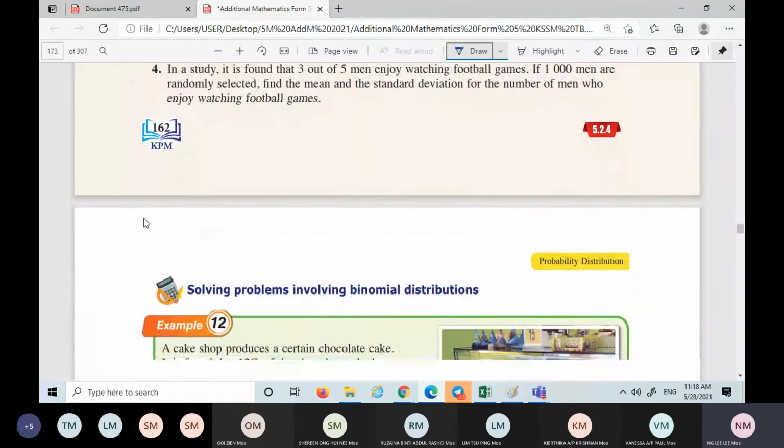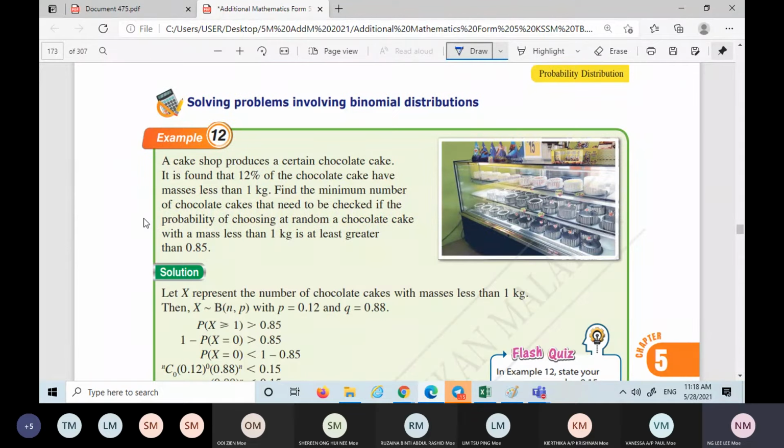Okay, then we go to the last part already. Solve problem. Let us see this. This one, I think the question got a mistake. Here should have at least one, and then it is greater than 0.85. You know, cannot do. The question doesn't make sense.